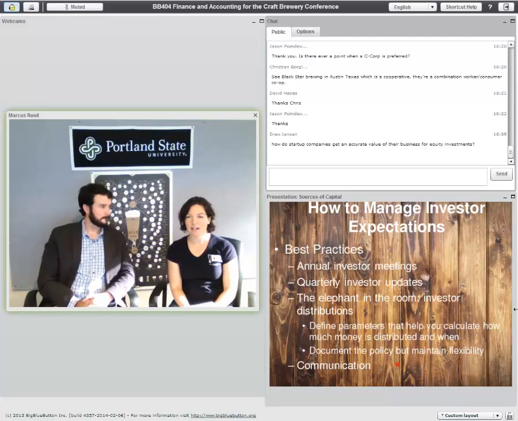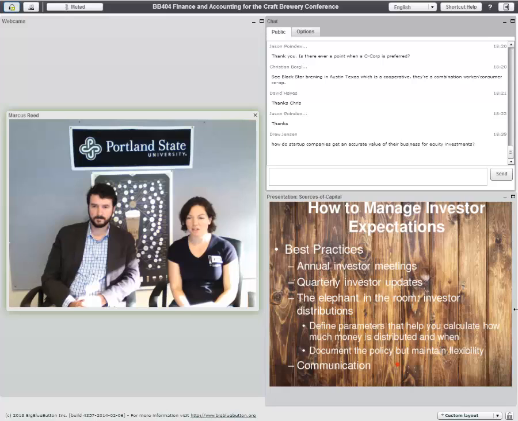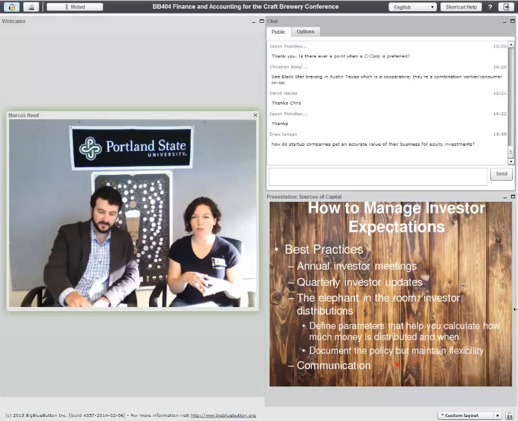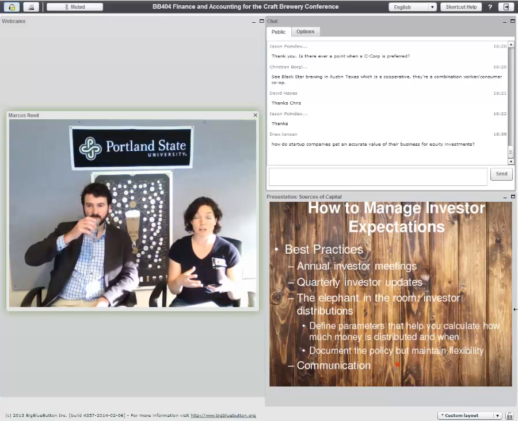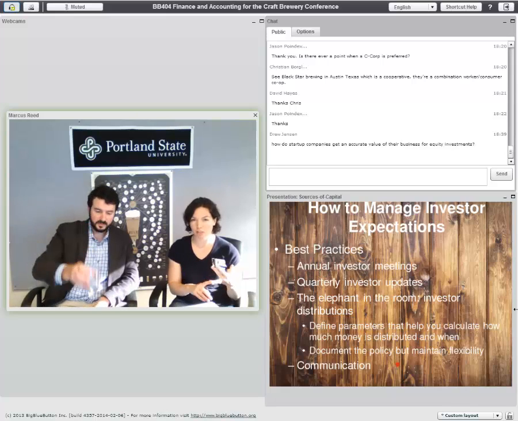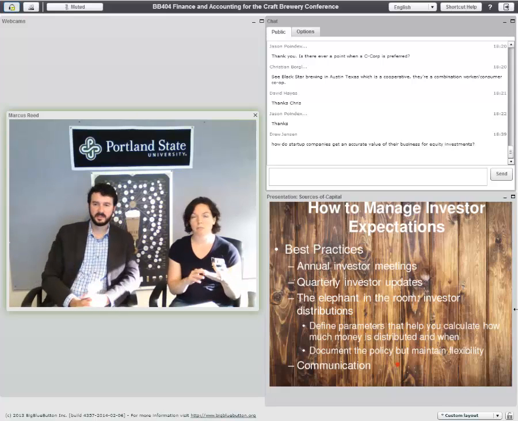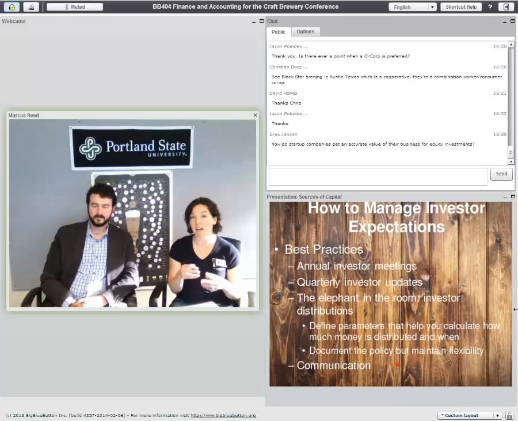So how do you manage investor expectations? Just some guidelines to share with you. I recommend having annual investor meetings where you get them in a room face-to-face and you actually interact with folks. But aside from that, quarterly investor updates. So this could be maybe your quarterly financials as well as a letter from the managing member that talks about how things are going, what plans are coming up for the future quarter, general trajectory for the industry, just sort of a management state of the state letter.